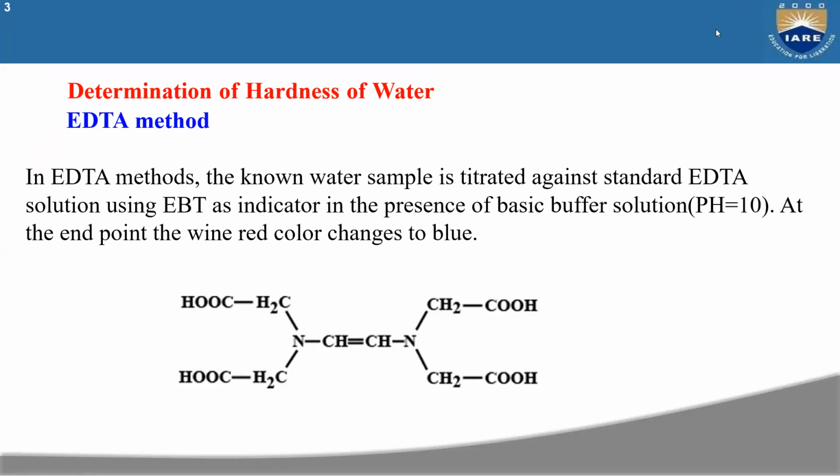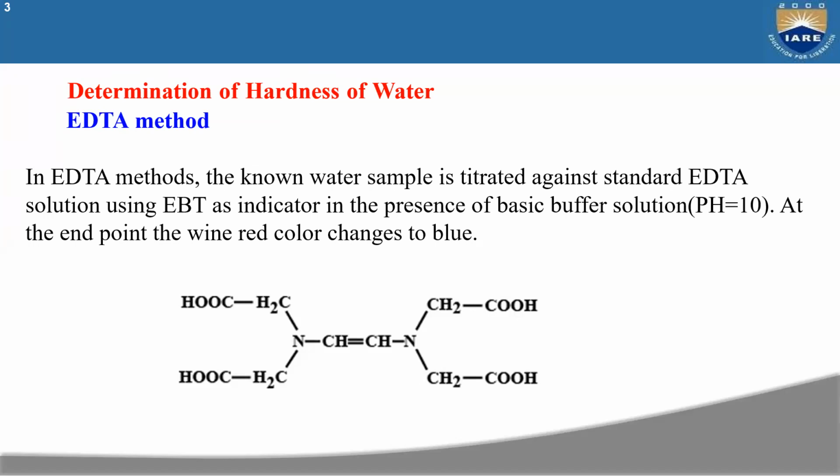So in EDTA method, the known water sample is titrated against standard EDTA solution using EBT. Does anybody know the EBT full form? EBT means Eriochrome Black T indicator. It is used as an indicator in the presence of a basic buffer solution. Here, as the basic buffer solution we can take ammonium hydroxide and ammonium chloride.